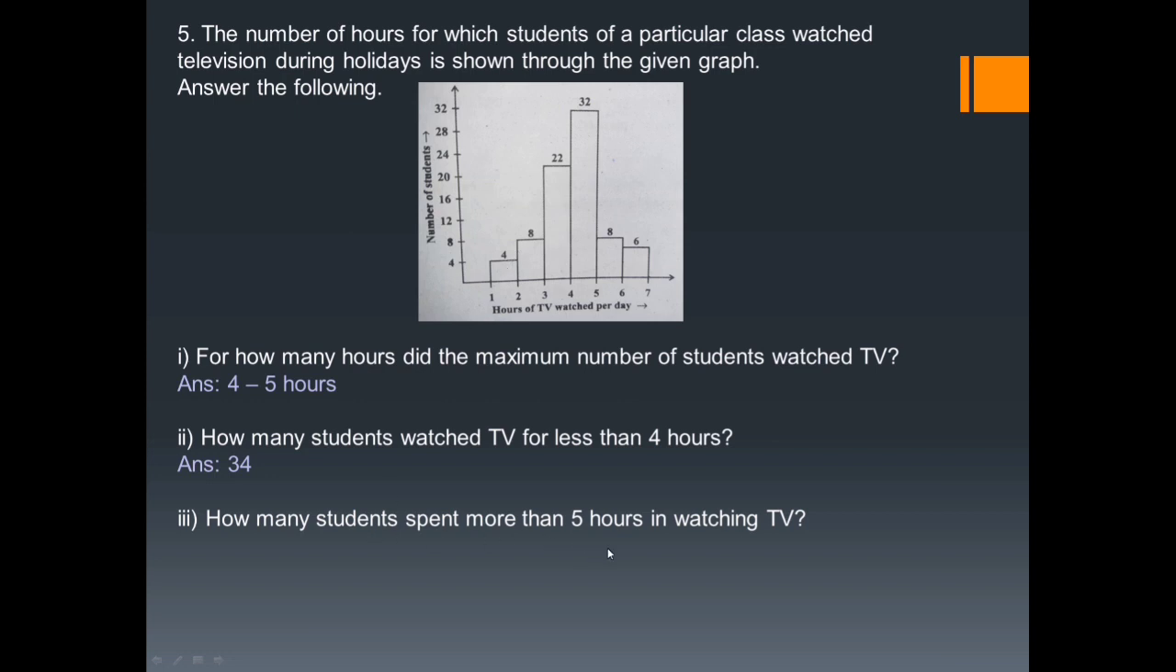Then how many students spend more than 5 hours in watching TV? More than 5 hours is these two only. So 8 plus 6 is 14, no? Let's see. 14 children are watching TV more than 5 hours per day. That is what we can study today, and I hope that you understand it, and we can go to the next exercise in the next class. That's all for today. Thank you.